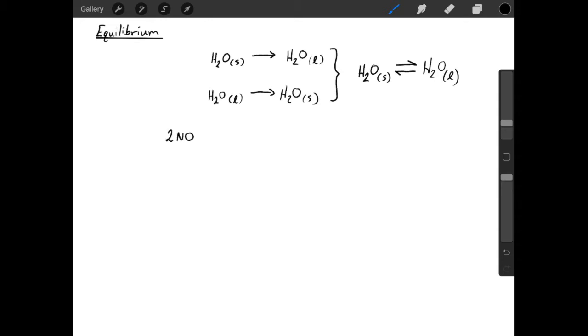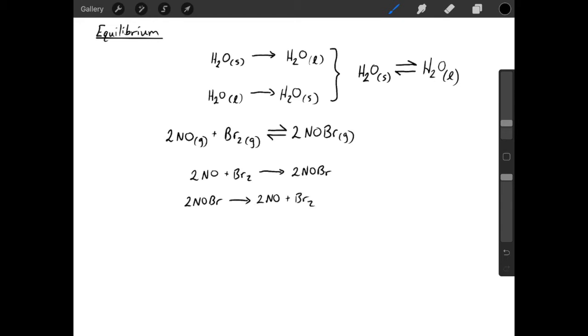And we can also have this happen with chemical reactions. Consider the example of nitrogen monoxide reacting with bromine. Nitrogen monoxide and bromine can react to make the NOBr molecule, but NOBr can also decompose to make nitrogen monoxide and bromine gas. When the rate of the forward reaction or process is the same as the rate of the reverse reaction or process, you have what is known as a state of chemical equilibrium.